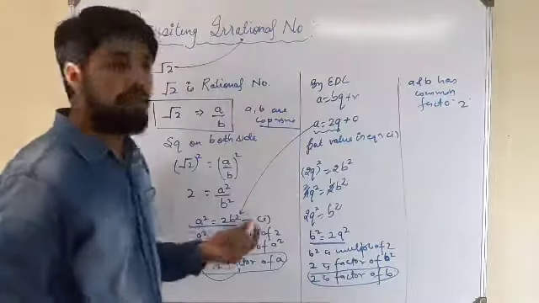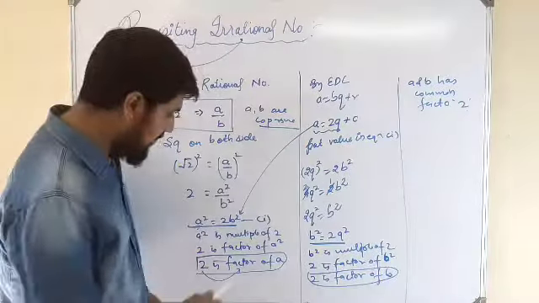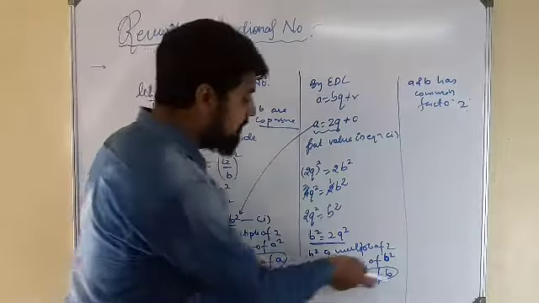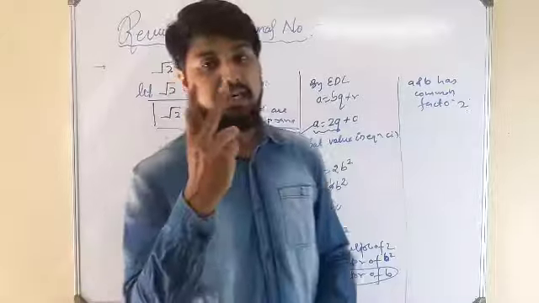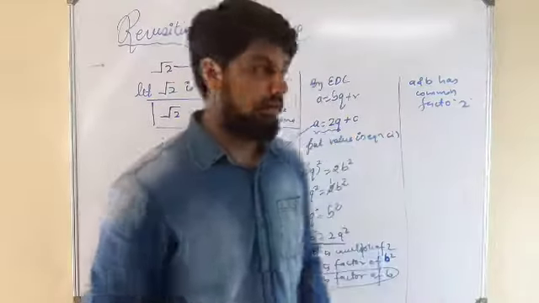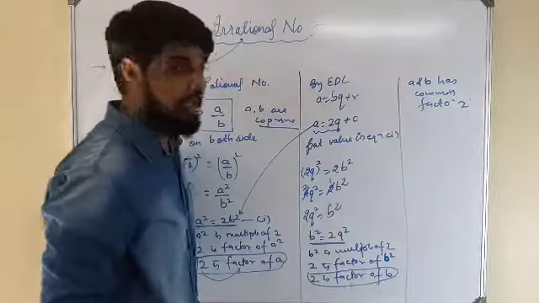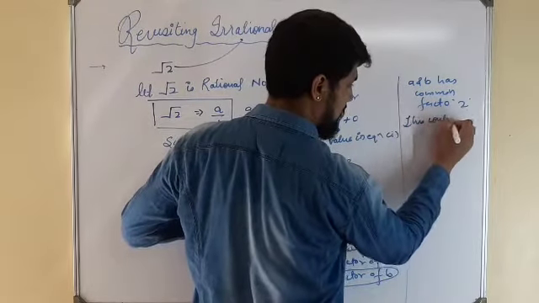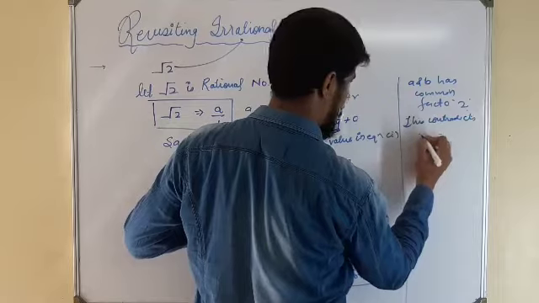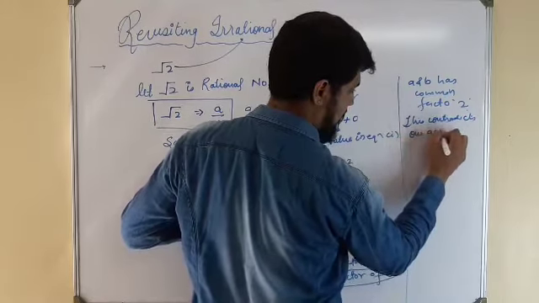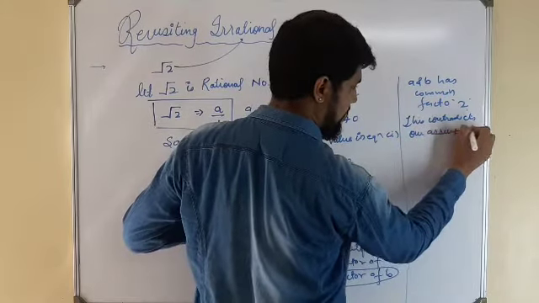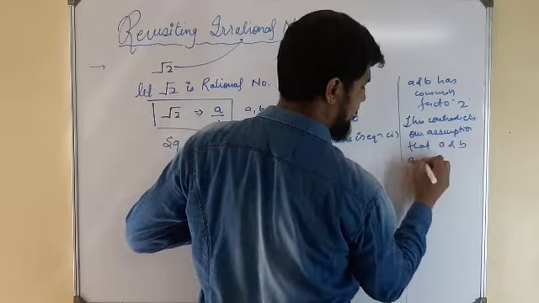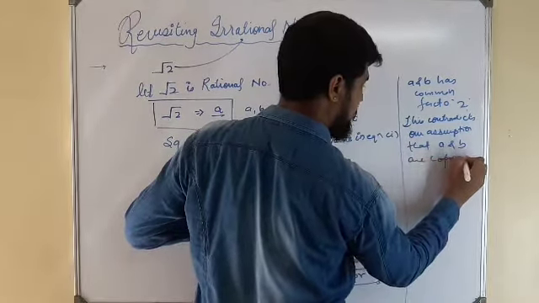So these a and b should not have any common factor, but here by calculation we can see that 2 is a factor of a and 2 is a factor of b. That means we are getting 2 as a common factor. But this should not be the case. That means this contradicts our assumption that a and b are co-prime.